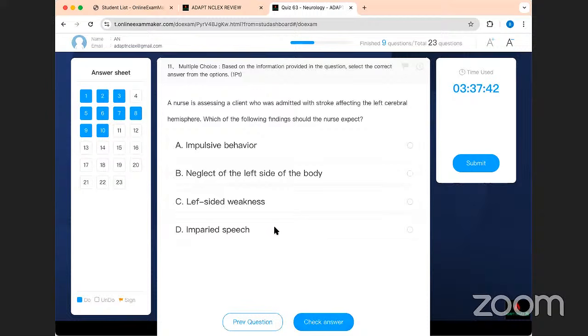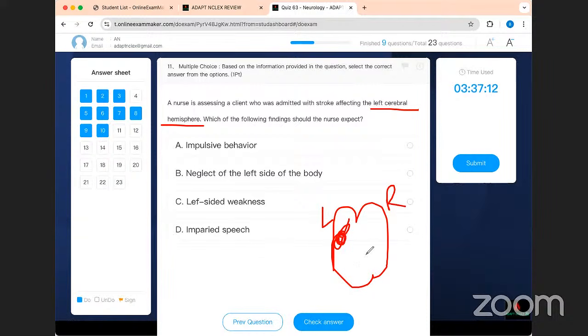And this is assessing a client who was admitted with a stroke affecting the left cerebral hemisphere. Which of the following findings should the nurse suspect? So when they give you a stroke patient, be careful so that you don't get trapped. I said what? Left cerebral hemisphere. That means if this is your brain, the left side is where the stroke is. It is the right side.